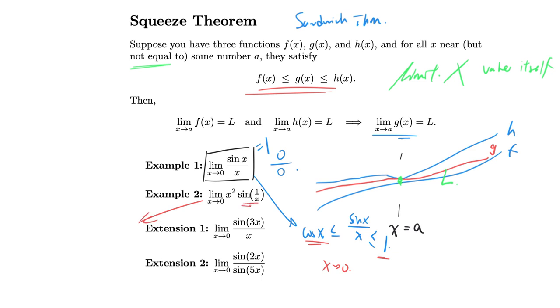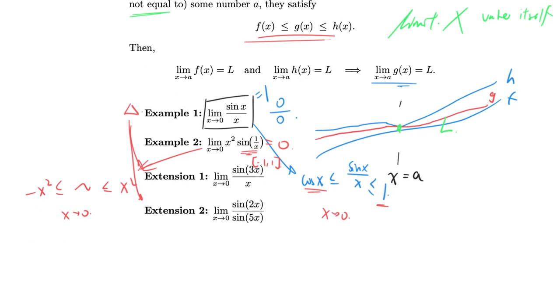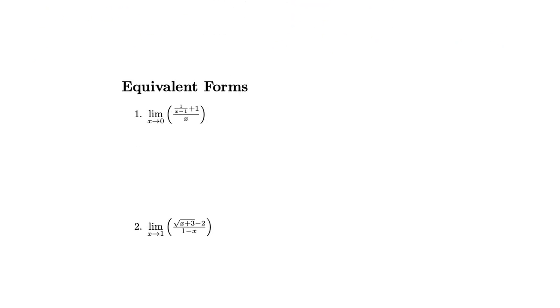Here, we can utilize the nice property of sine of having the range of -1 to 1. And so we would find that this expression here is squished between x squared and negative x squared. And as x approaches 0, both sides would become 0, and hence this expression would be equal to 0. Now, using this first classic example, we could solve extensions 1 and 2, and this is a nice exercise for you guys. And so we're going to move on to our third method, which is equivalent forms.